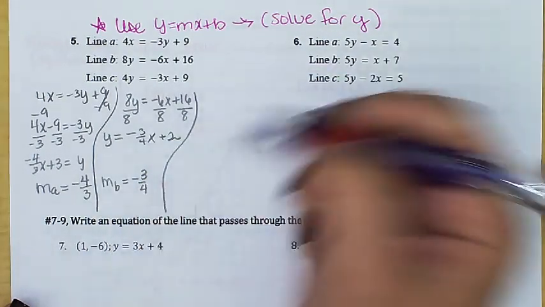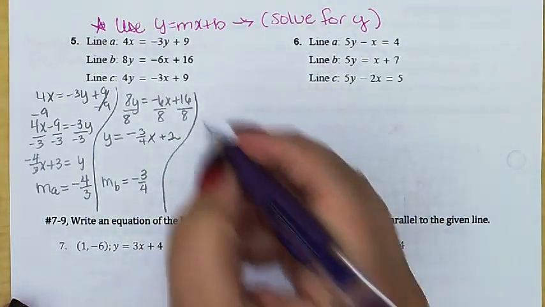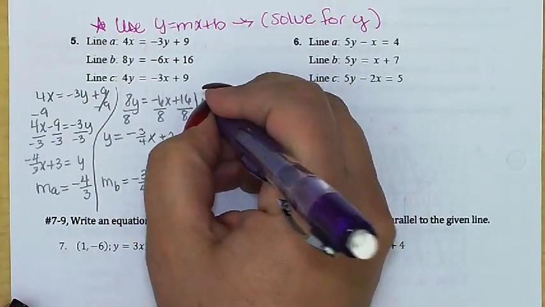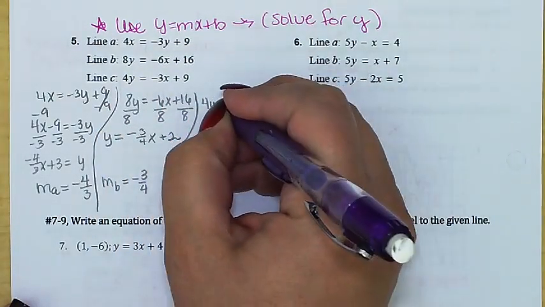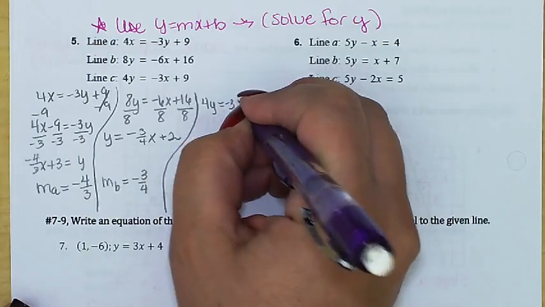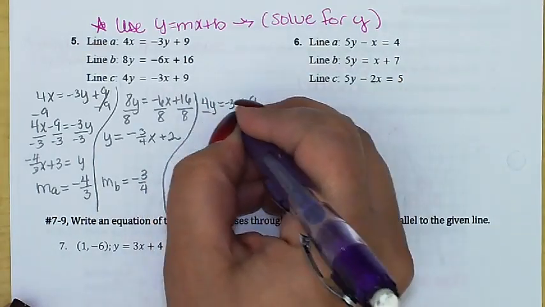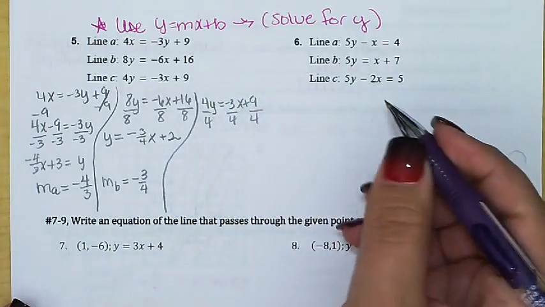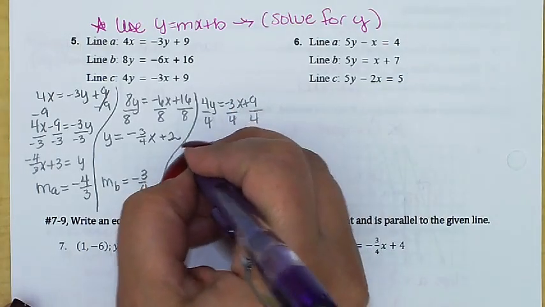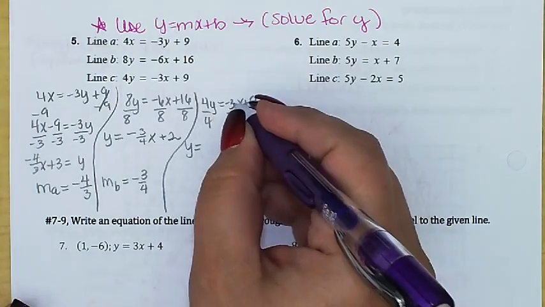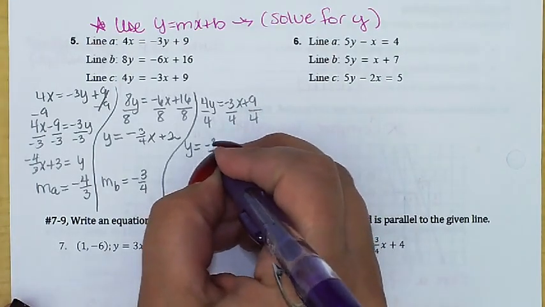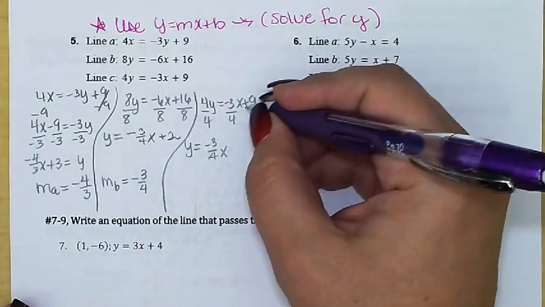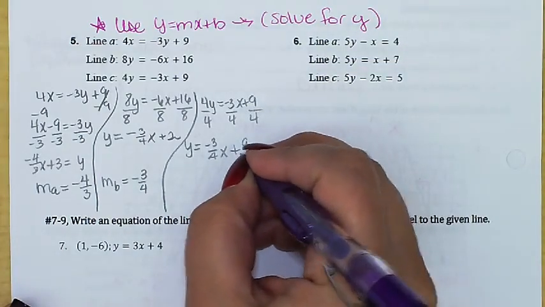And then we'll do the same thing with this last one. Here's our last line. It's 4y equals negative 3x plus 9. We want to get y by itself, so we'll divide everybody by 4. When we do that, we get y equals negative 3/4x. And then the 9/4, that's just our y-intercept.